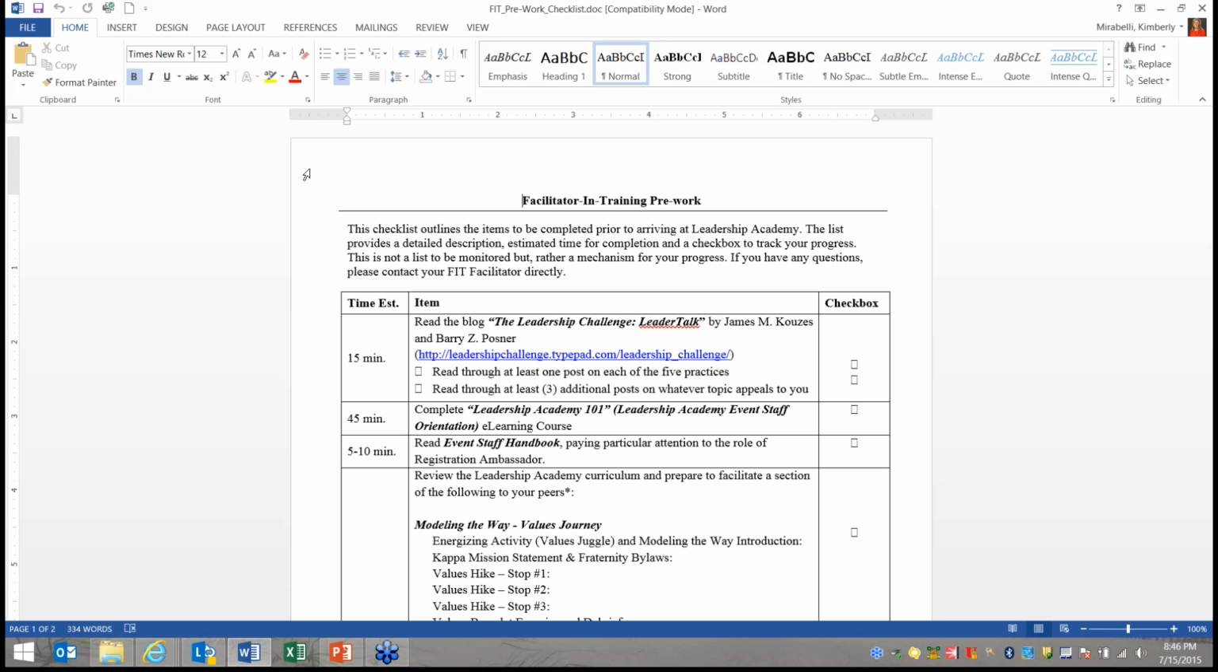Now this is sort of funny. You'll receive this from me in the email tonight or tomorrow. It says pay particular attention to the role of the registration ambassador, but it doesn't have it in there. And it's not called the event staff handbook, it's called roles and responsibilities. So Marla and I were laughing about this, and she asked me to have you be patient, and she'll see if we actually have something that talks about the role of the registration ambassador.